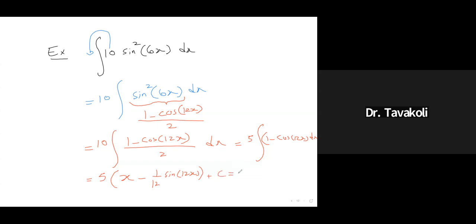Just distribute 5 over the parentheses. 5x minus 5 over 12 times sine of 12x plus c. So the answer is, let me make this 12 clear here, 5x minus 5 over 12 times sine of 12x plus c.